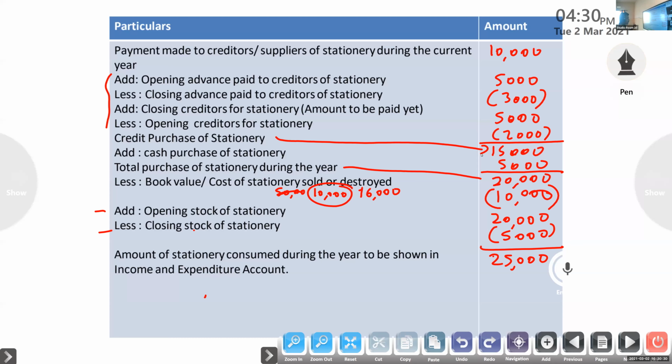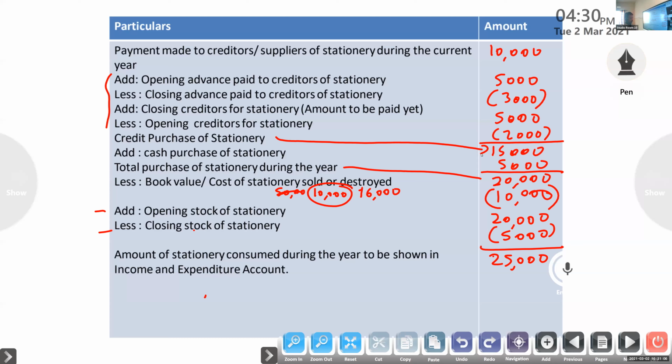Amount paid to creditors, with that opening advance paid to creditors of stationery you have to add. So opening advance, opening stock, add. Closing advance, closing stock, less. Then creditors, outstanding expense: at the end add, opening less, meaning closing creditors for stationery. That is outstanding expense only. Then opening creditors you have to minus.